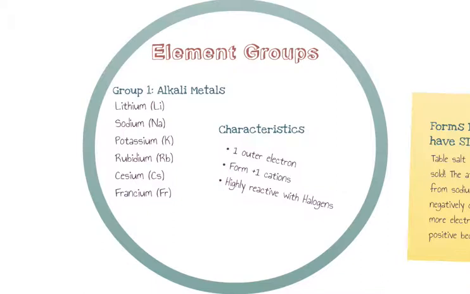Some characteristics of these alkali metals is that they have one outer electron, and they also form +1 cations because they lose one electron when they react. And they are very reactive with the halogens, which we'll talk about here in a little bit. So remember, the group number also indicates the number of outer electrons as well as the number of cations in this particular case.